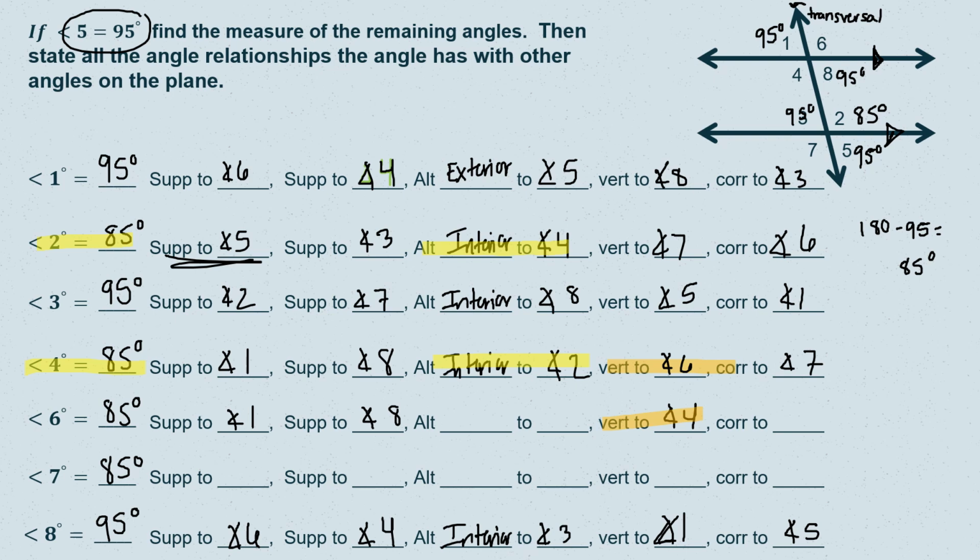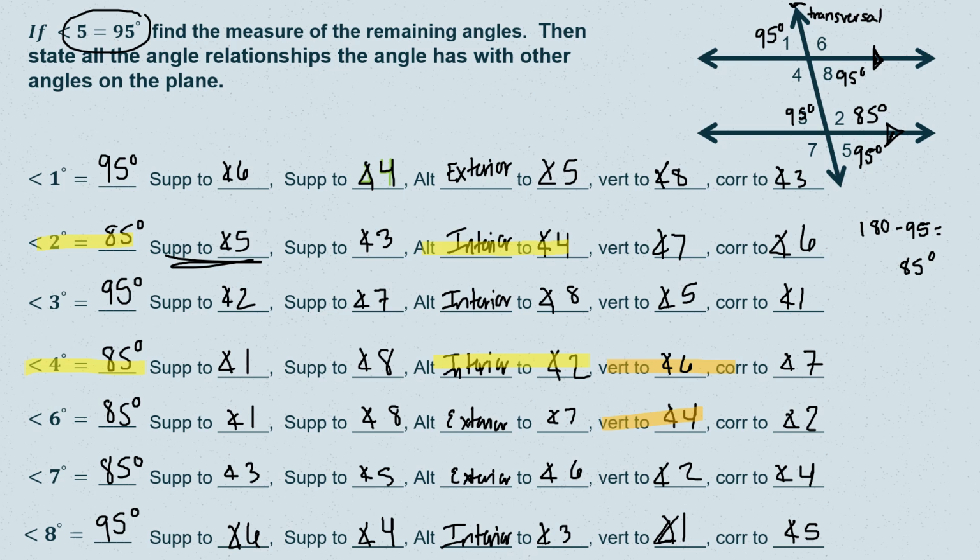Angle 6 is alternate exterior to angle 7, which means angle 7 will be alternate exterior to angle 6, if you just want to do that one right there. And then angle 6 is corresponding to angle 2, just like angle 2 is corresponding to angle 6. And then angle 7 is supplementary to angle 3 and angle 5. And it's alternate exterior to angle 6, vertical to angle 2, and corresponding to angle 4.